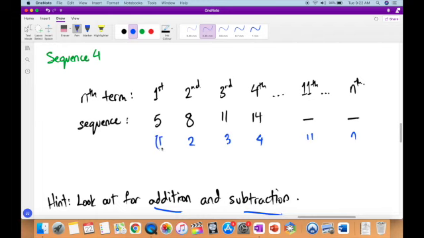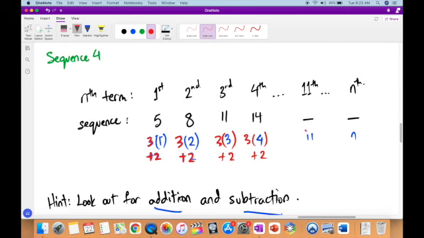So let me try multiples of 3. 3 times 1 is 3, plus 2, that'll give me 5. 3 2s are 6, plus 2, that'll give me 8. Yes, so it did work. And remember, whatever I tried for the first one, I have to have the same thing for all of them. So 3 times 3 is 9, plus 2 is 11, and 3 times 4 is 12, plus 2 is 14. Yes, we broke the code, we figured it out.